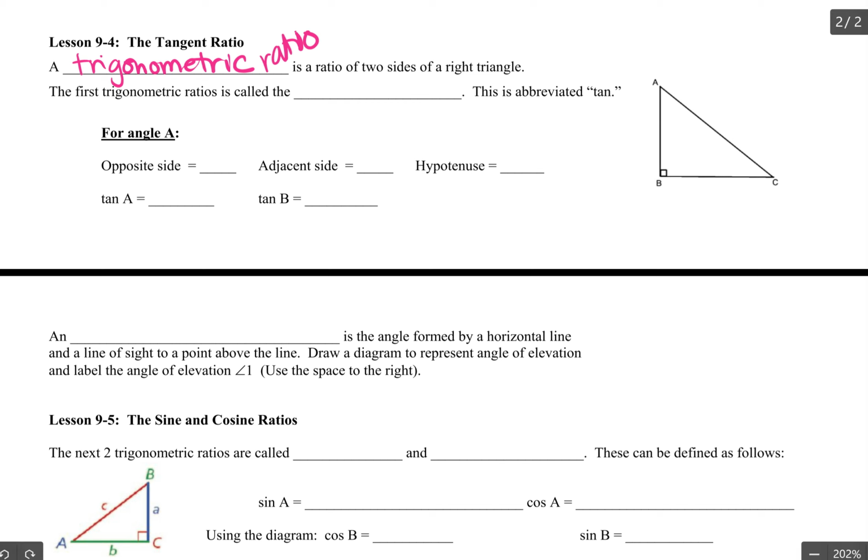So again, this has to be a right triangle. And we do have three trigonometric ratios. The first ratio we're going to talk about today is called the tangent ratio. This is abbreviated TAN, and that's the button that you guys just tried on your calculator. So what you would do is choose an angle. Here, we're going to look at angle A. If I choose angle A, the side that's opposite angle A, across from angle A, is side BC. So BC is the opposite.